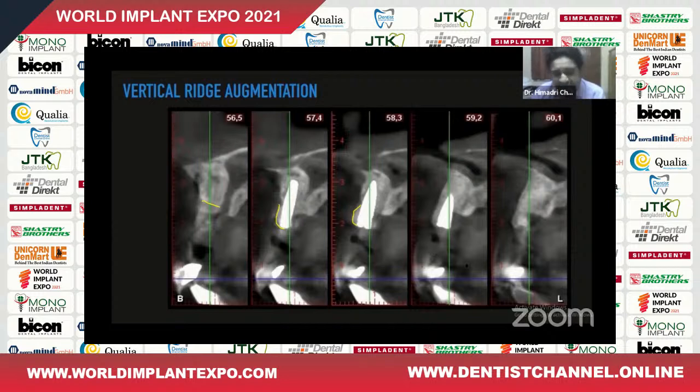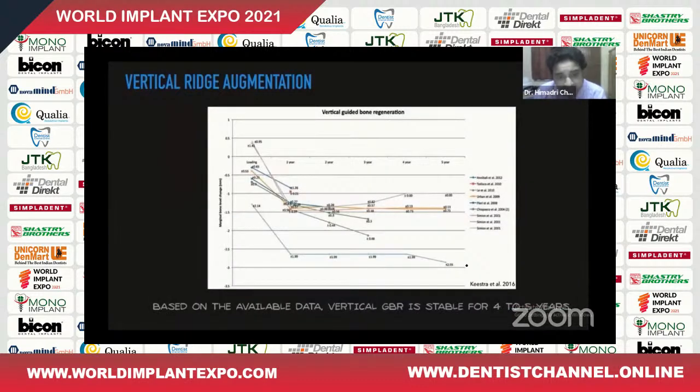But there are complex vertical augmentations for the posteriors, but we don't have time to discuss all this because that's another chapter, because vertical augmentation is not very predictable. Remember, that's why we want to talk about that. Vertical GBR is, again, there are very few people in the world who can do very good vertical GBR.